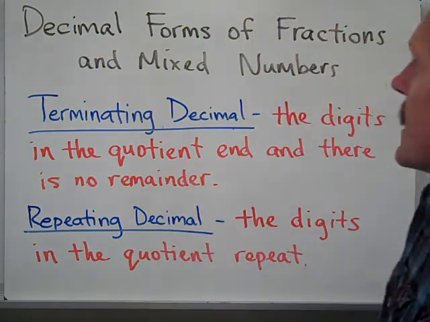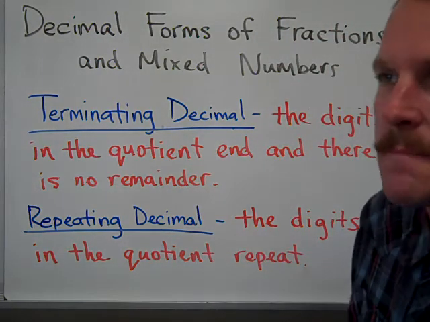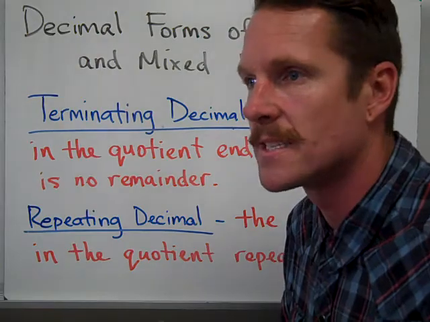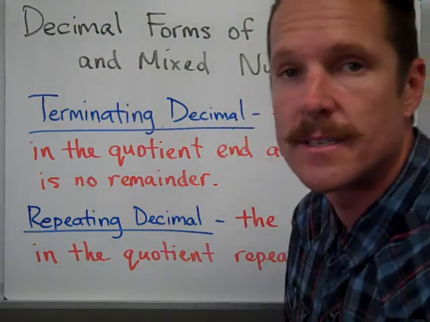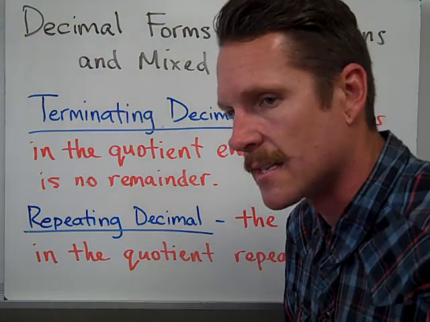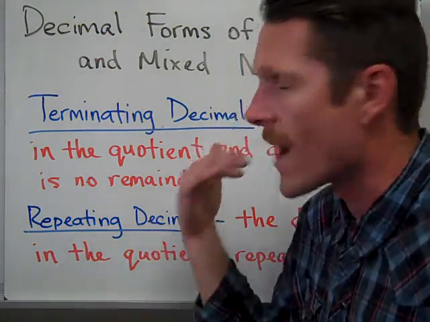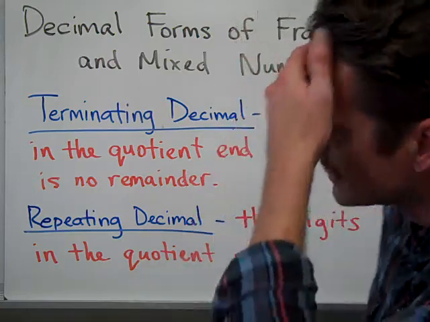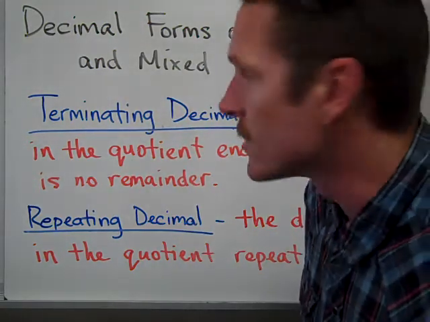Alright guys, so we've got decimal forms of fractions and mixed numbers. What that means is we're going to be taking fractions and mixed numbers and changing them into decimals, and then taking decimals and changing them into fractions and mixed numbers. Alright, so we need to define a couple of things first.